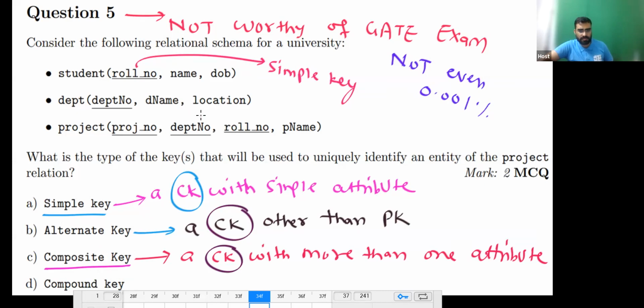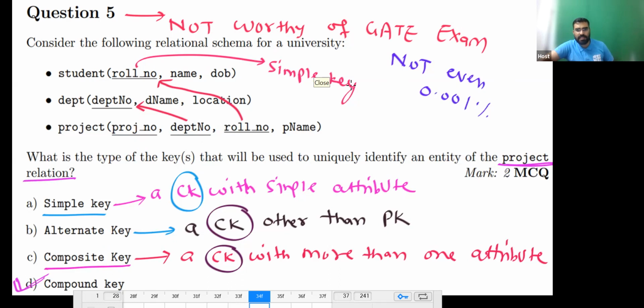So in this question, what will be the answer? Here you can clearly see what is the type of keys that will be used to uniquely identify an entity in the project relation. So here I can say that this is a foreign key, this is a foreign key, and maybe this might be a foreign key somewhere. In this situation, the answer will be candidate key, compound key. In the project relation, what type of key is there? Actually, this is a very poor question.